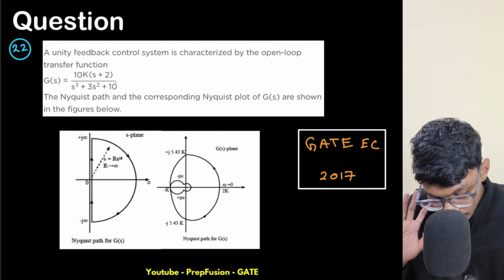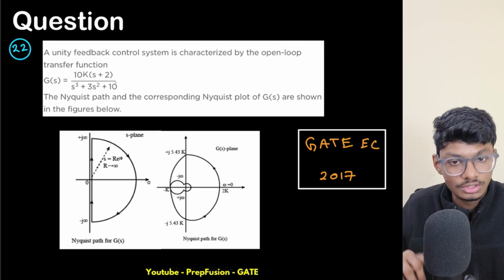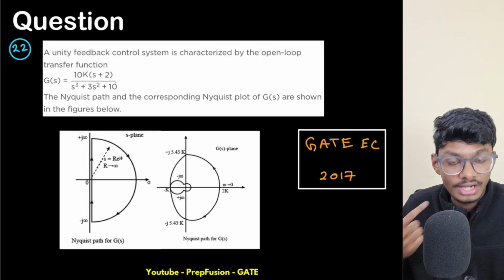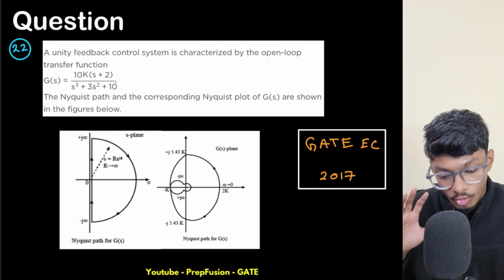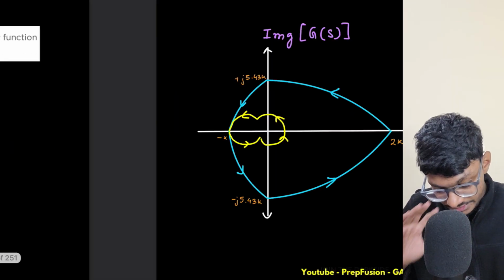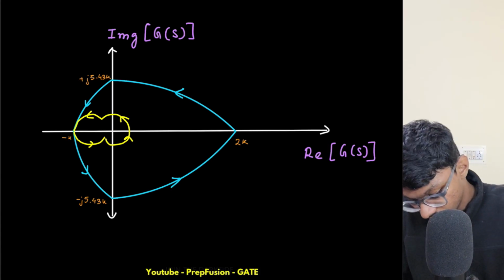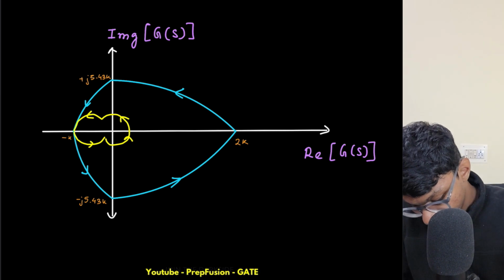This you can solve using three methods: only with the Nyquist, both with the Nyquist and Routh, and only with Routh. So we'll see all three methods. The first method is with the Nyquist itself, right? Method 1.